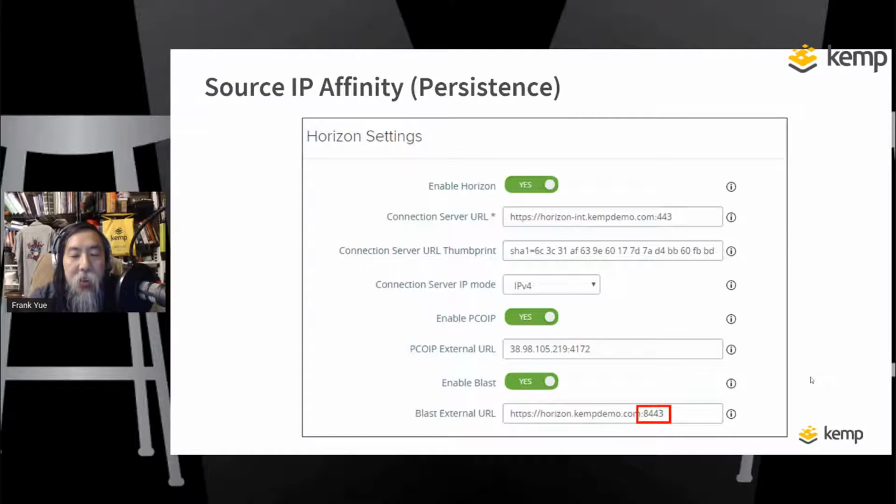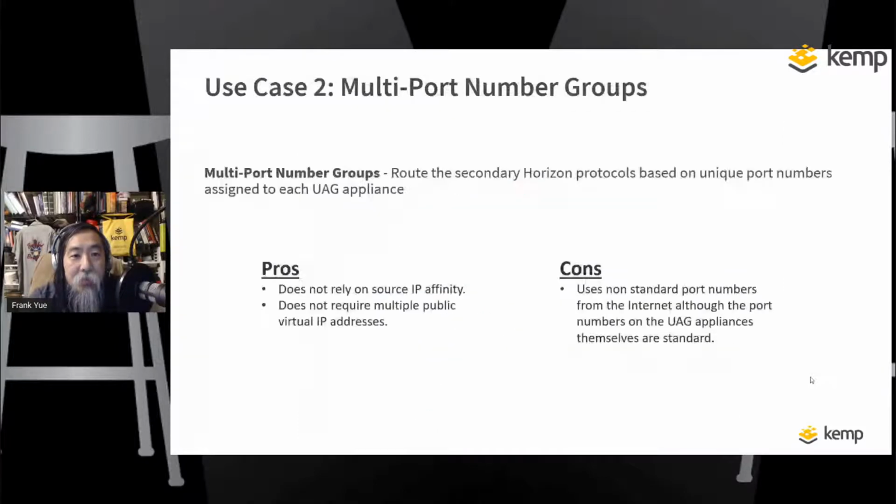But then I also want to go through a couple other use cases. So let's talk about other use cases. If for some reason I can't do source IP affinity, here's another option. We can do multiple port number groups. So those secondary protocols, I'm going to create unique port numbers on each UAG.